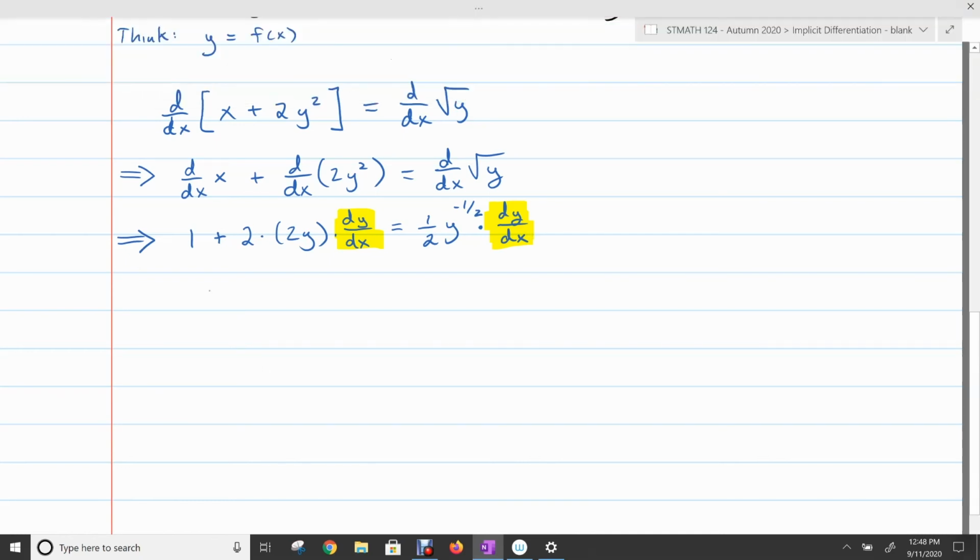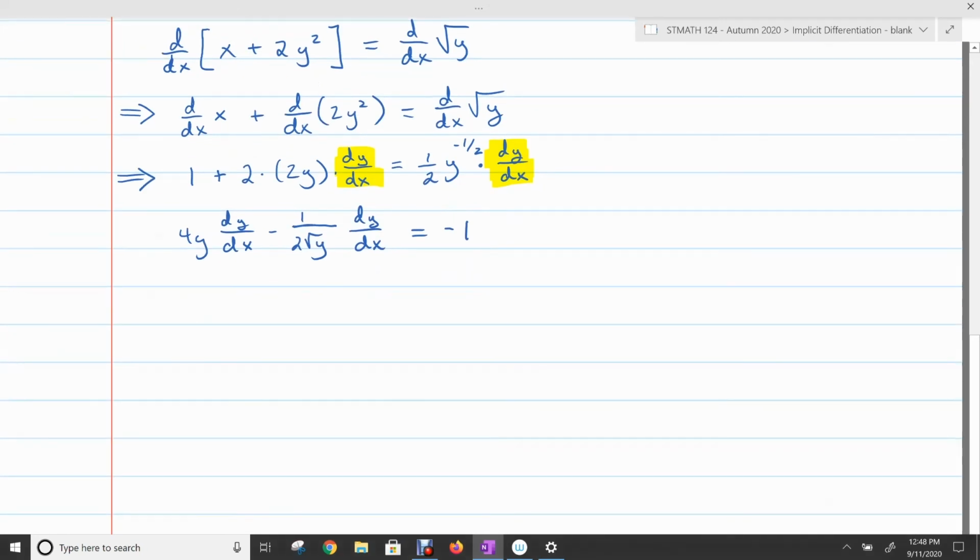So I've got this 4y dy dx, and I've got a minus 1/2 square root of y times dy dx. Then I'm moving over to the left-hand side of the equation. And the only term that doesn't have a dy dx multiplied times it on the left-hand side is that 1. So when I move it over, I've got negative 1. So it looks like that. And now I can factor the dy dx out.